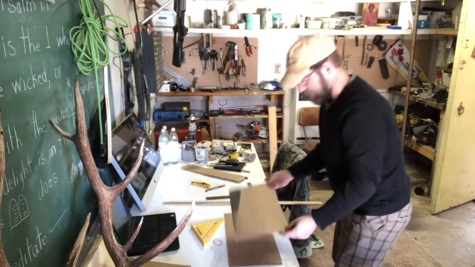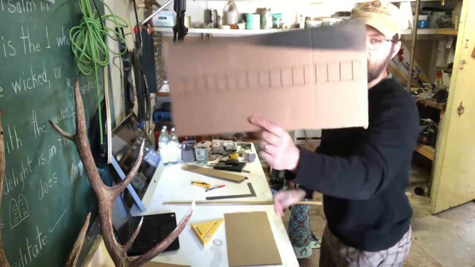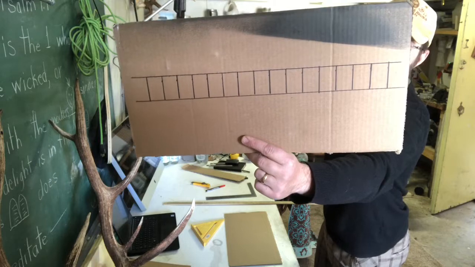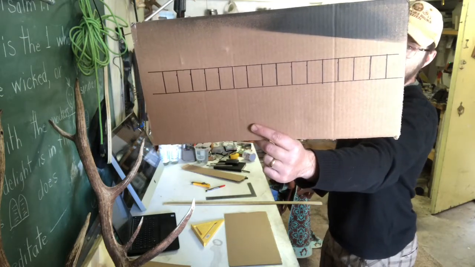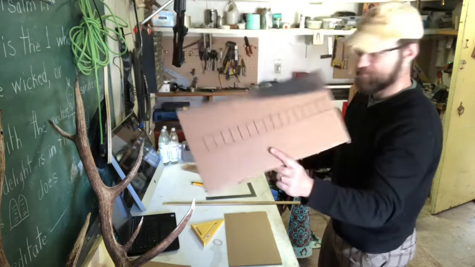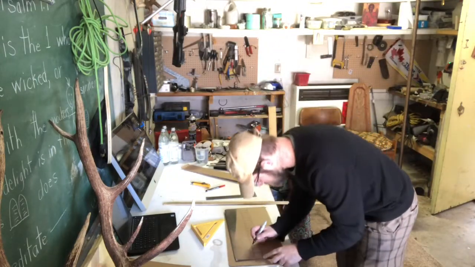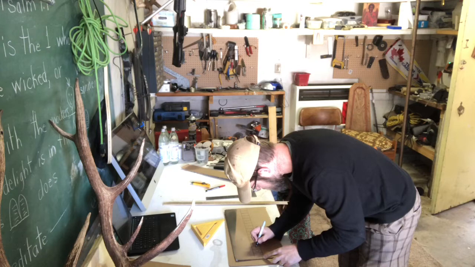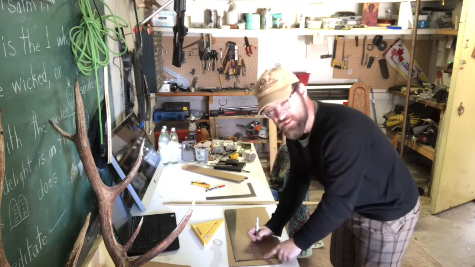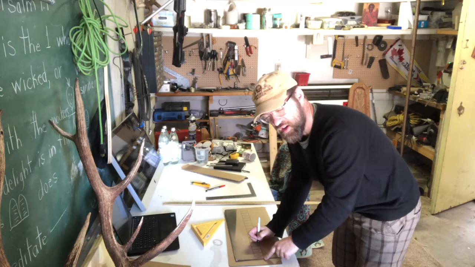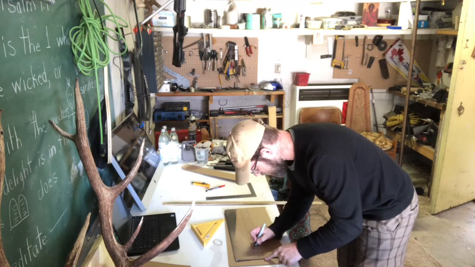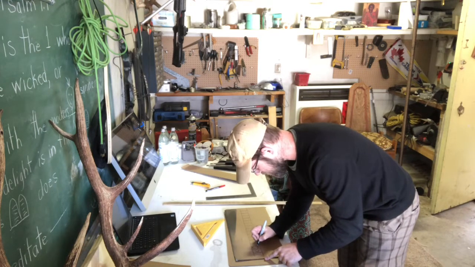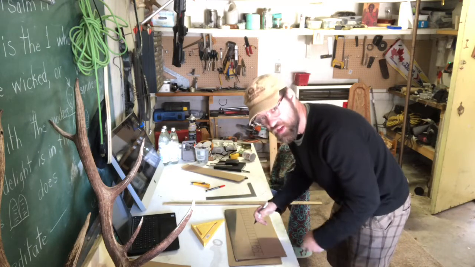Okay, so now I think there's 14 there, a bunch of divisions, and I'm going to label the notes of the C major scale. Oh, not the C major scale. I'm going to do all of the notes from C to C. So on the top, I'm going to put C sharp. On the bottom, I'm going to put D flat of each of the in-between notes.